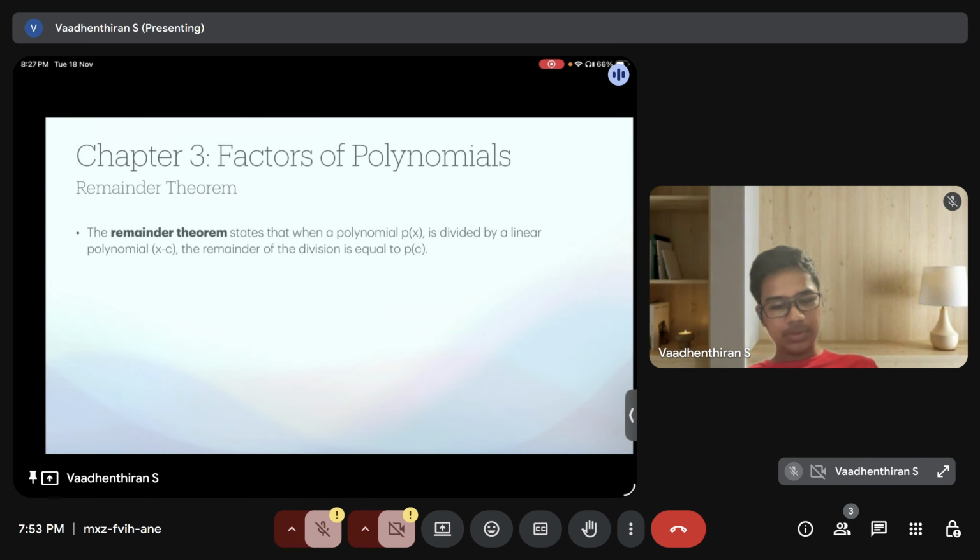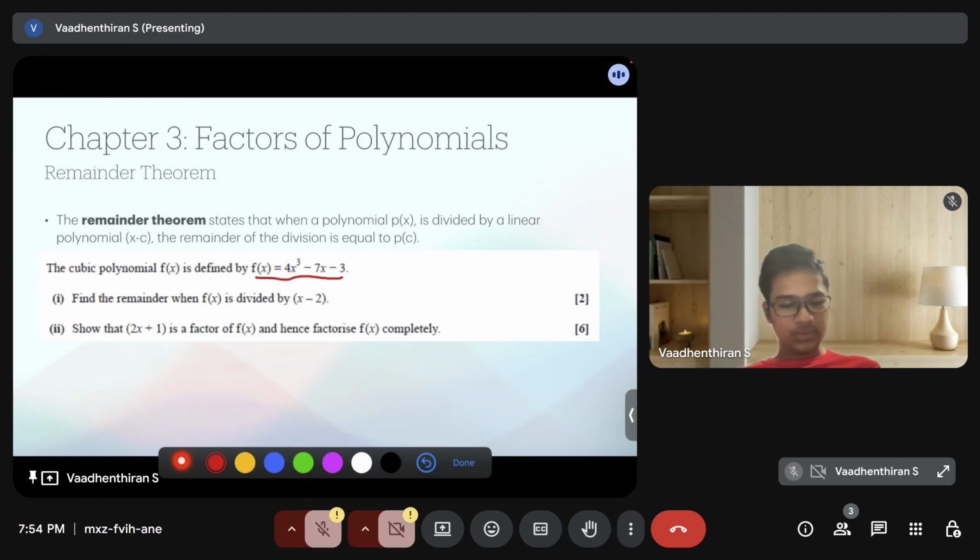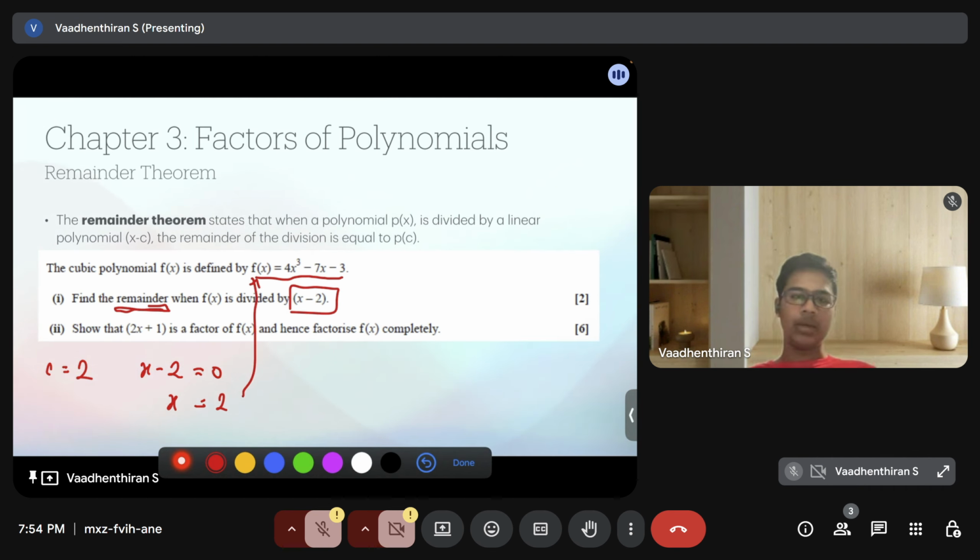Now let's see an example here. The cubic polynomial f of x is defined by f of x equals 4x cubed minus 7x minus 3. Find the remainder when it is divided by x minus 2. The c here is 2. As we saw, you set x minus 2, whichever divisor you have, to 0, and then you find the x value that you're going to use in the function to find the remainder.